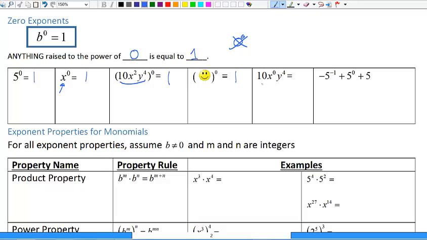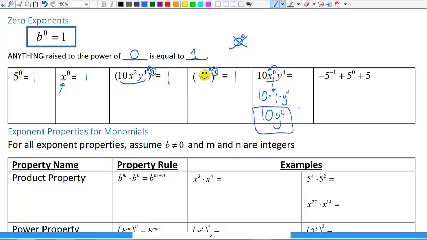Now this one's a little tricky because the 0 is actually only applied to the thing right before it. In this case, the only thing right before it is the x. On the ones with parentheses, the parentheses was right before it, so it meant the whole thing, okay? On this fifth problem here, the only thing being raised to the 0 is the x. So 10 stays the same, x to the 0 is 1, and y to the 4 stays the same, so my answer is just 10 times 1, which is 10, y to the 4.